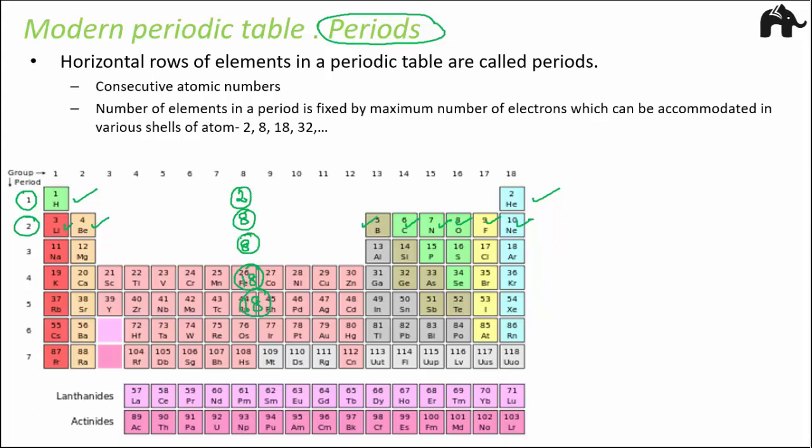As in, from where did we get these numbers 2, 8, 18 and so on? Now, let us try to understand this entire logic. The number of elements in a period is fixed by the maximum number of electrons which can be accommodated in various shells of an atom. We will quickly go back to the structure of an atom.